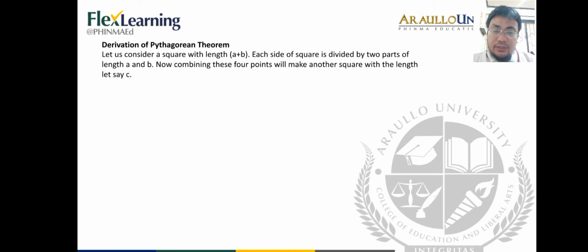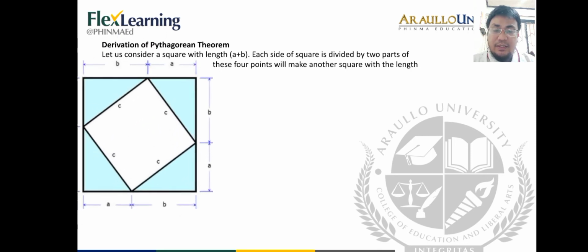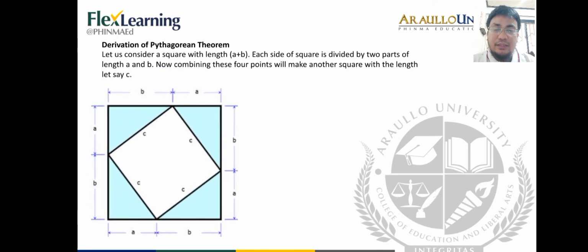So let us consider a square with a length a plus b. Each side of the square is divided into two parts of length a and b. Now combining these 4 points will make another square with a length of, say, c. So we can imagine a shape like this. There's a big square with side a plus b, and then the points are connected. Then we label the side of the small square as c.